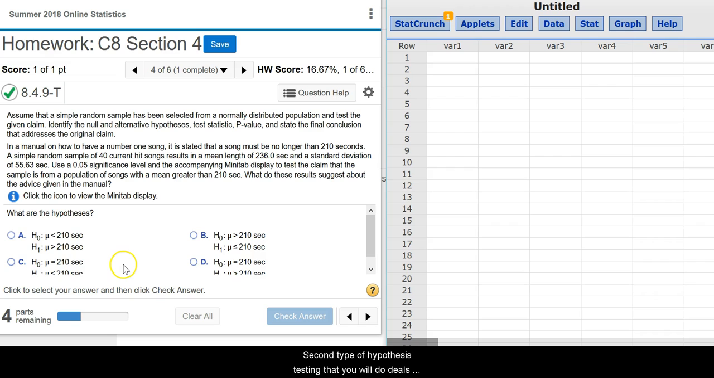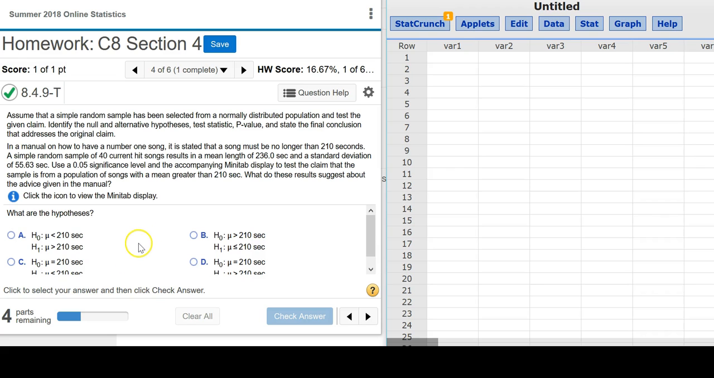The second type of hypothesis testing that you will do deals with hypothesis testing about the mean. And the biggest thing about the mean is that you have 2 choices. You will either use a z-test or a t-test. If you do not know the population standard deviation, you will use a t-test.